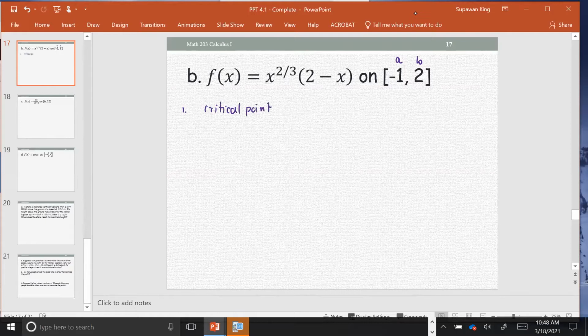Find the critical point, could be more than one. So that means we're going to start with finding the derivative. And the critical point occurs where f prime equals 0 or f prime is undefined. How would you like to find the derivative for part B?